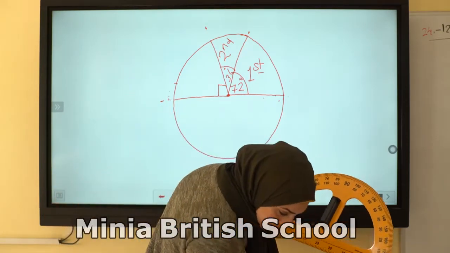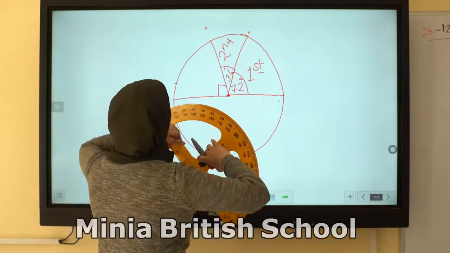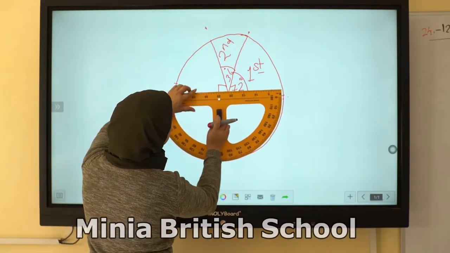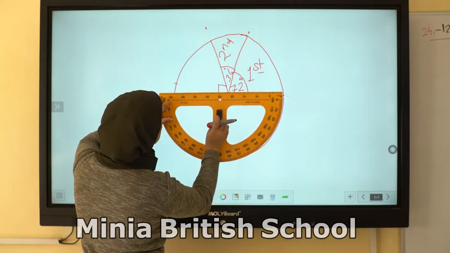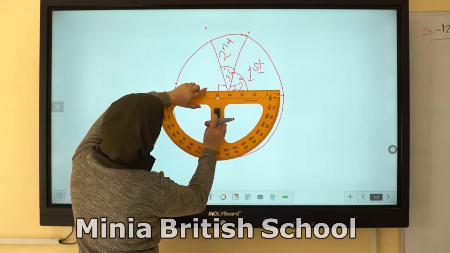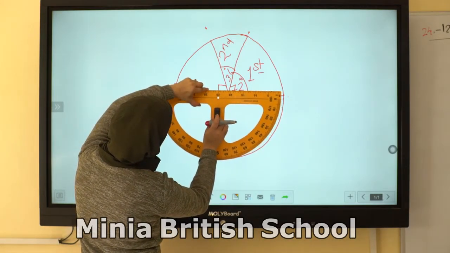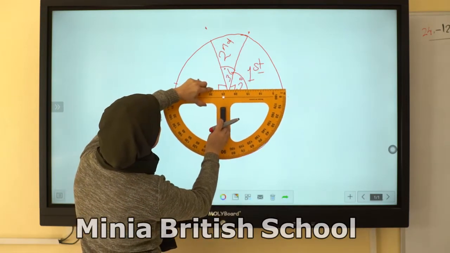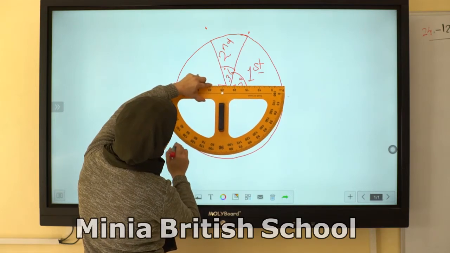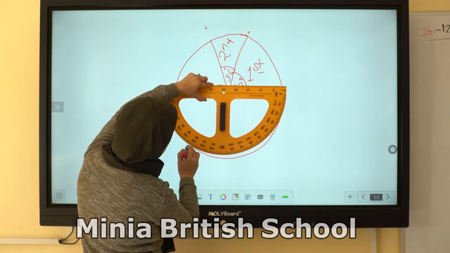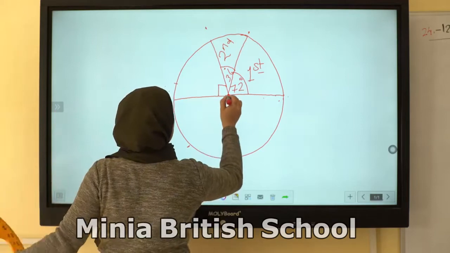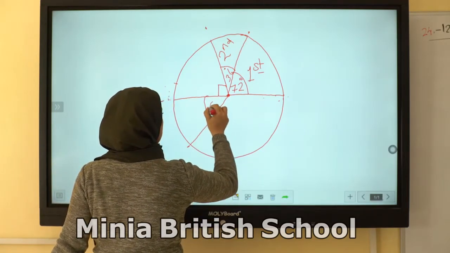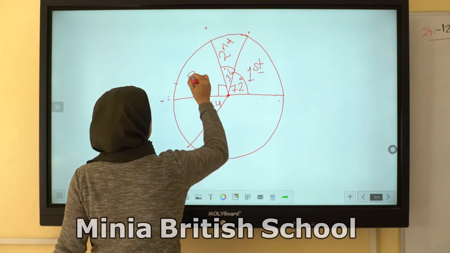And the next is 54. This is the last radius, I stand here, okay, I start from the 0 on the radius. 54 is here. Okay, and join it. Here, 54. This is the third one.